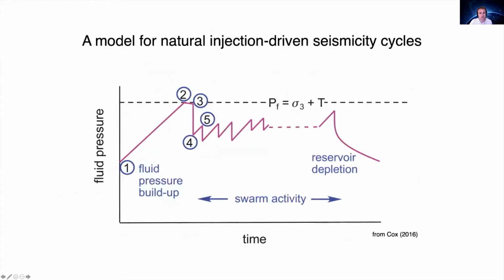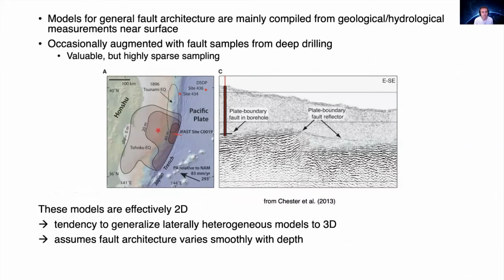And so I think this is important because this doesn't actually mean that we think that fault zones are really 2D systems. But I think the lack of information that we have as a function of depth leads us to often assume that fault architecture varies very smoothly with depth, even though for individual faults, when we have really good information, this really doesn't seem to be the case.